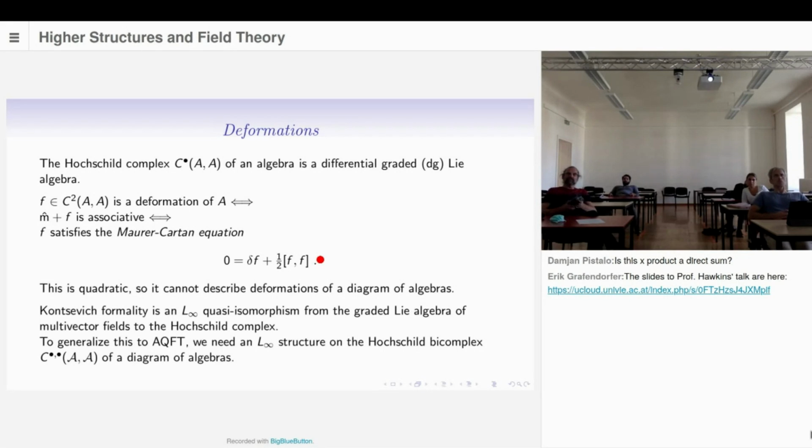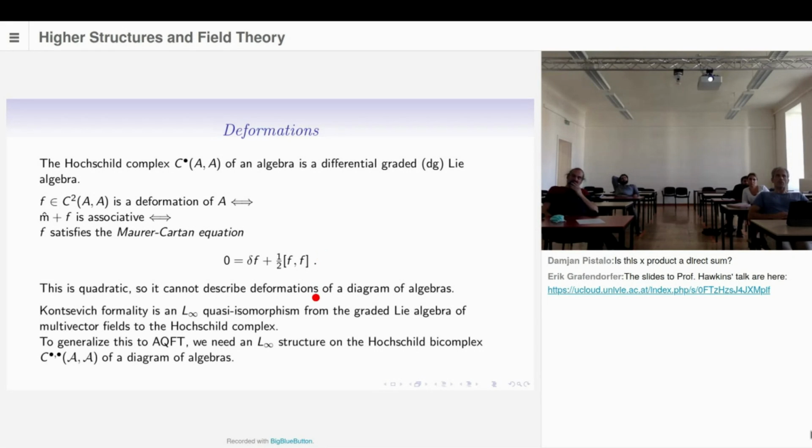And note that this is quadratic. And in general, the way that I've written it, this is exactly the same for any differential graded Lie algebra. So a differential graded Lie algebra gives a quadratic Maurer-Cartan equation. That means it is incapable of describing deformations of a diagram of algebras. You need something more to do that.